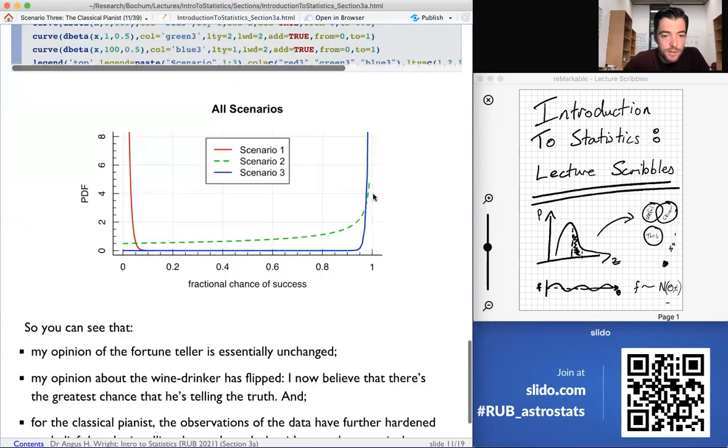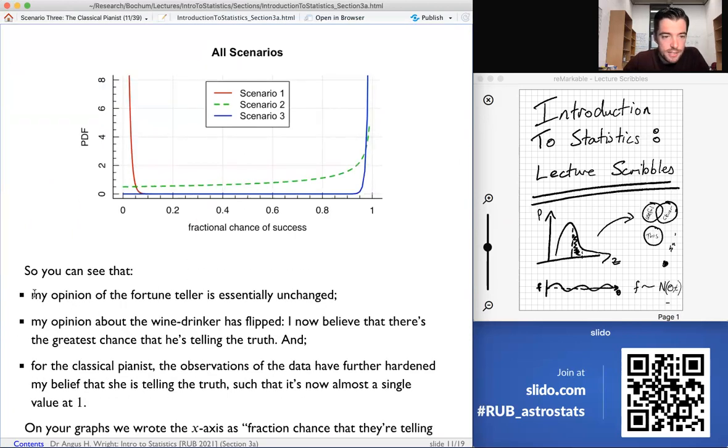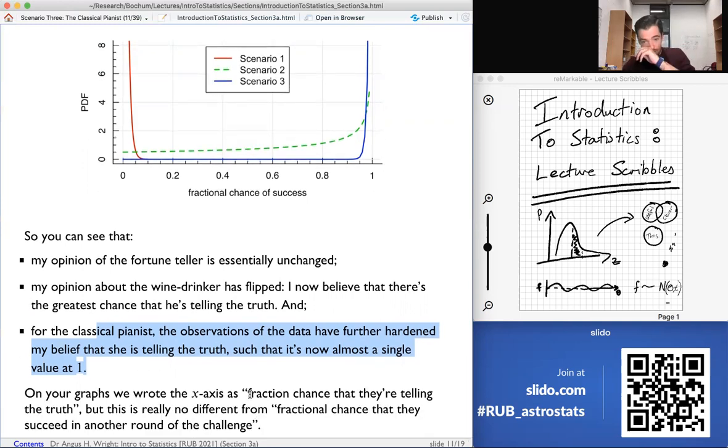And so you can see that just in summary, my fortune teller opinion was unchanged. I've changed my opinion about the wine drinker, and I think I'm even more confident about the classical pianist having actually done this. Now, what you had on your x-axis was the fractional chance that they're telling the truth, and that's really not that much different from the fractional chance that they will succeed if we do another set of 10 trials, right?